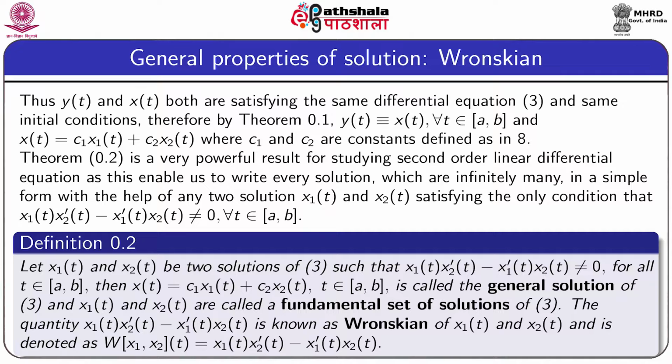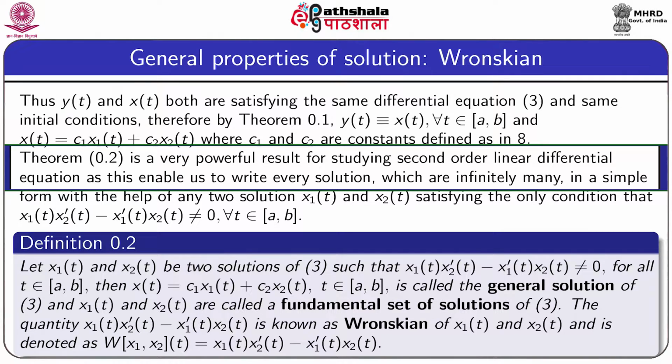Thus, y(t) and x(t) both satisfy the same differential equation 3 and the same initial condition, and therefore, by theorem 0.1, y(t) is equivalent to x(t) for all t belonging to the closed interval [a, b], and hence x(t) equals c1 x1(t) plus c2 x2(t), where c1 and c2 are constants defined as in equation 8.